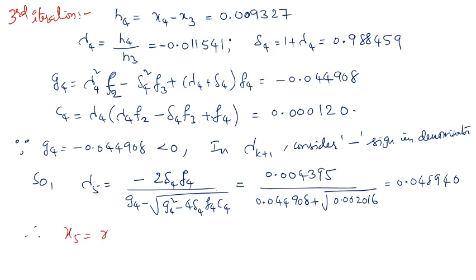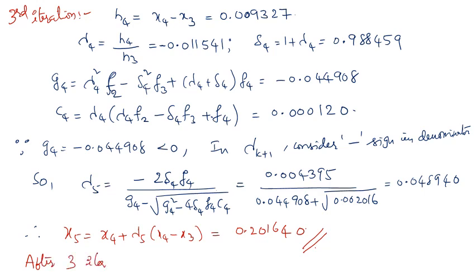Therefore, what is the next root? x5 is equal to x4 plus lambda 5 into x4 minus x3. This value is 0.201640. This is the final value. So lastly, the conclusion: after three iterations, the question is to use three iterations, the root is x equal to 0.20164. This is the answer.